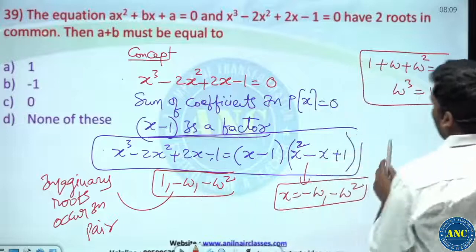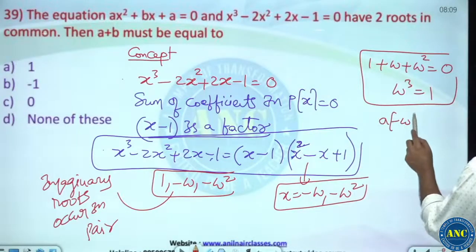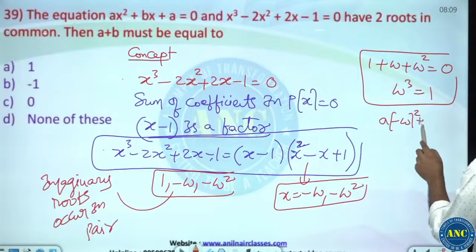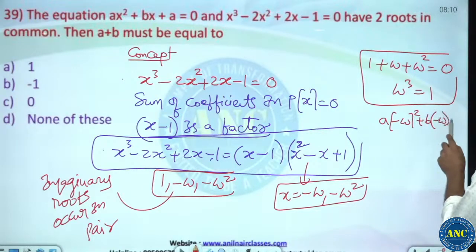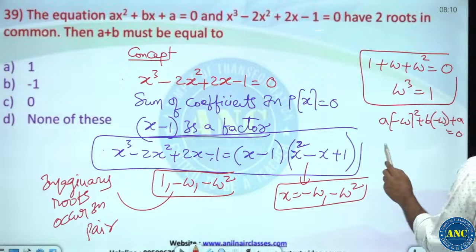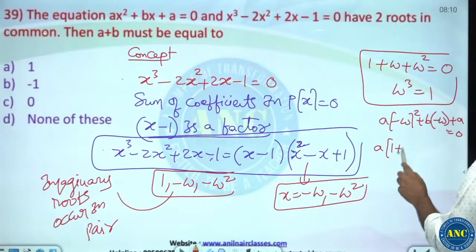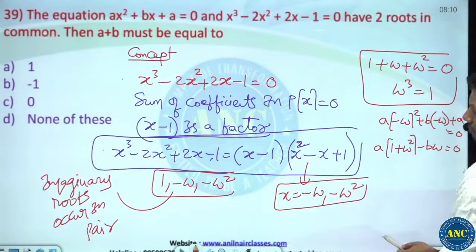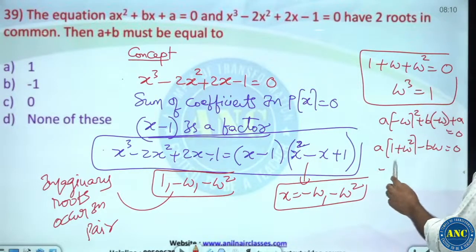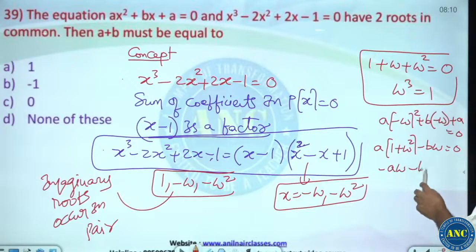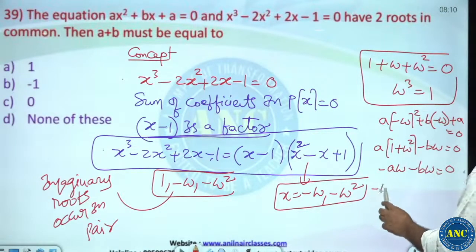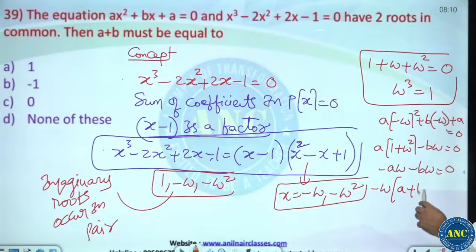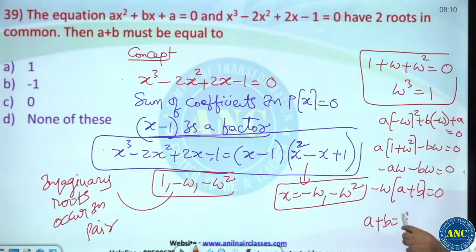So if I take minus omega square, plus b into minus omega, plus a equivalent to 0. So a will be 1 plus omega square minus b omega equivalent to 0. 1 plus omega square is minus omega, so minus omega minus a omega minus b omega equivalent to 0. Minus omega, if I take common, a plus b equivalent to 0. So what is a plus b value? It is 0.